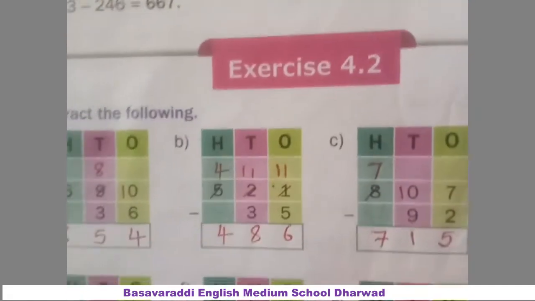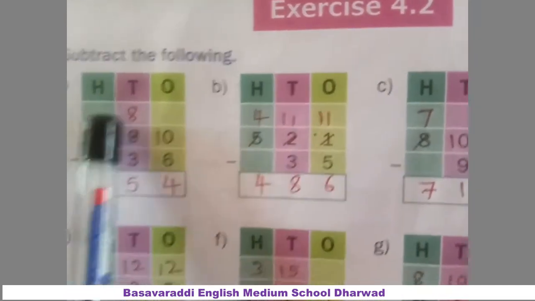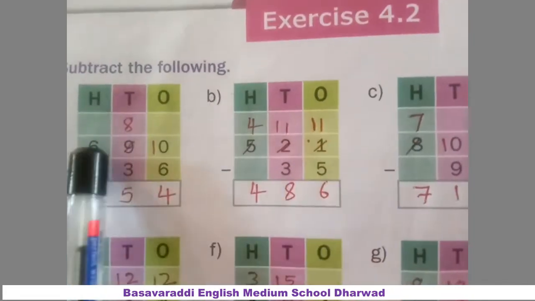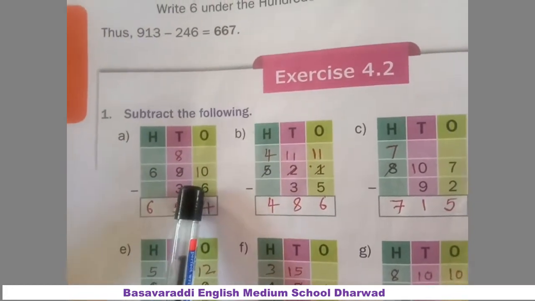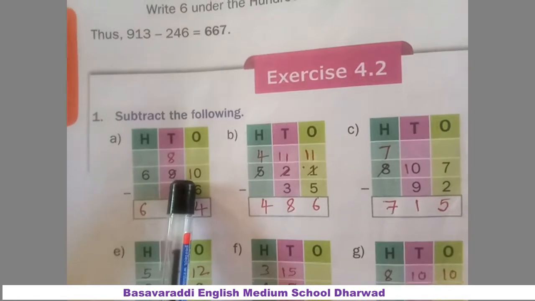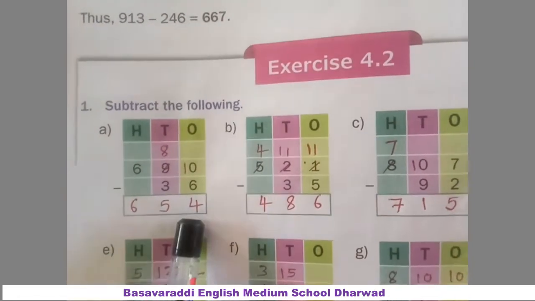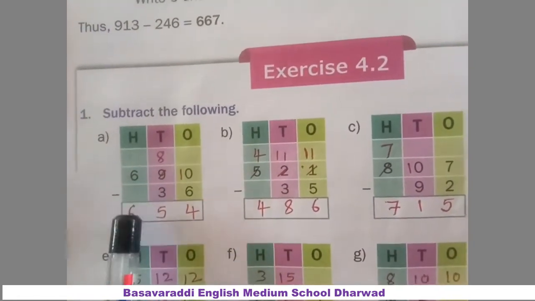Here it is with regrouping. All sums are with regrouping. Subtract the following. 890 minus 336. 0 is smaller than 6, so we borrow from the tens place. Then 10 minus 6 is 4. 8 minus 3 is 5. And 6 is in the hundreds place.